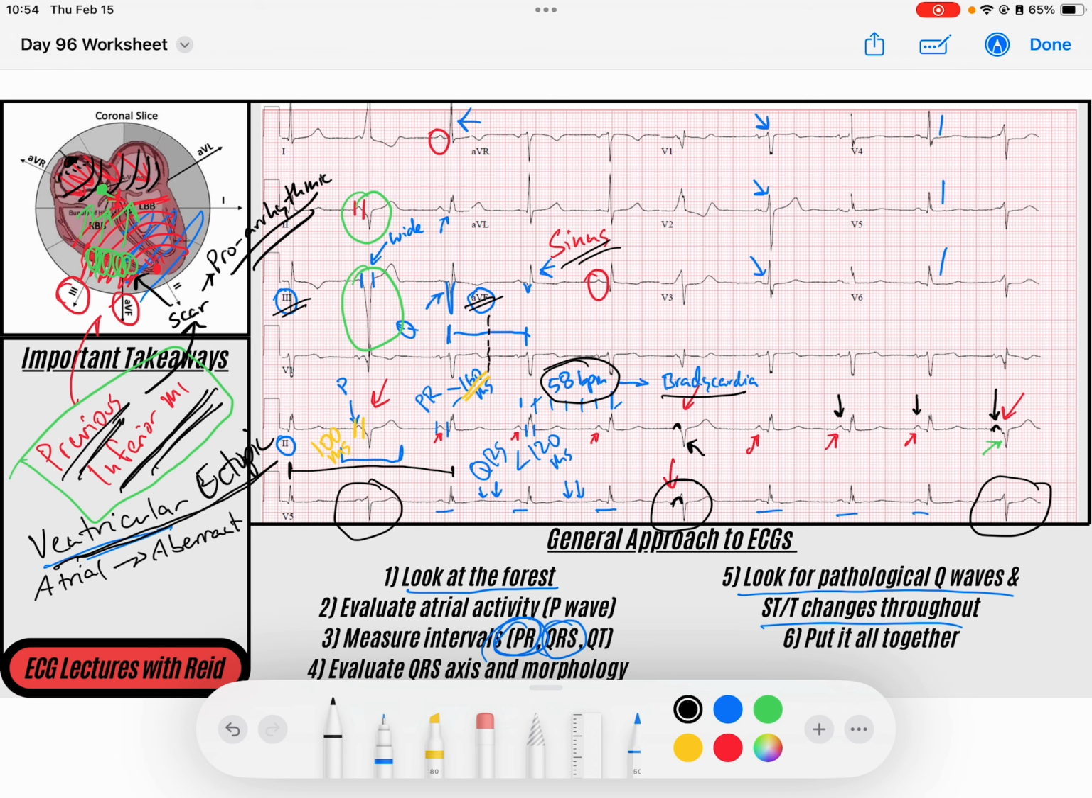So I hope this helps you kind of put everything together with this strip. It's not always just these benign occurrences, right? We need to correlate them to the anatomy and to what the risks of future adverse events are.